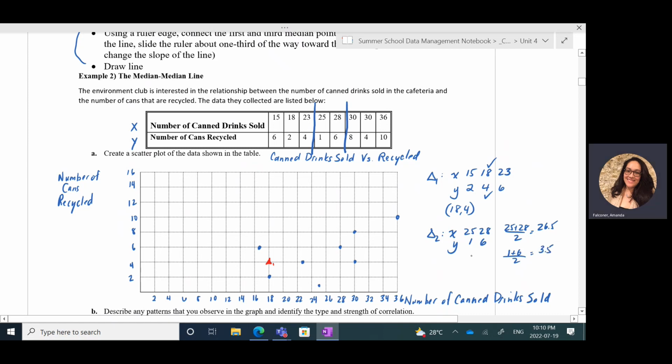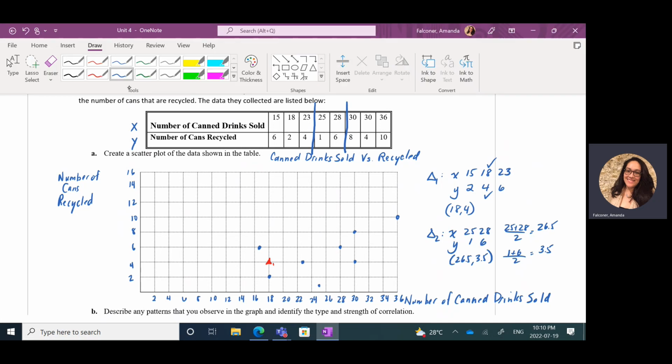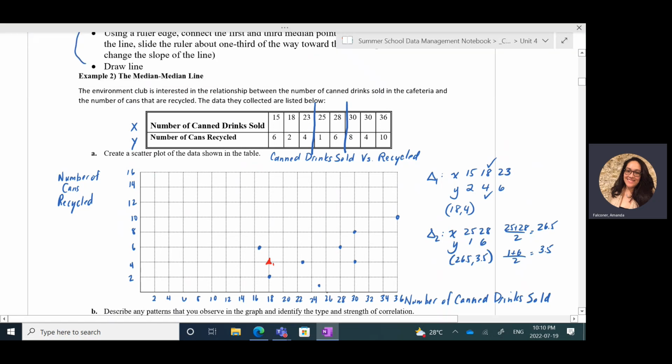Okay, so that's delta 2. Delta 2 is going to be 26.5, comma 3.5. 26.5, and I'm going to go red again. 26.5 and 3.5. So maybe somewhere here. That's delta 2. And then delta 3.